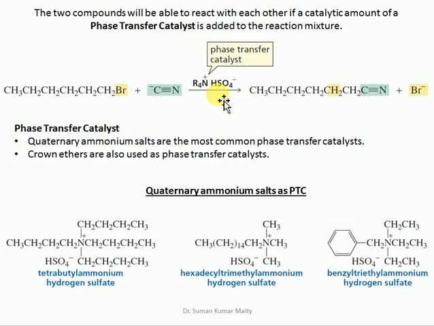And another type of phase transfer catalyst we can use is called crown ethers. Several quaternary ammonium salts such as tetrabutyl ammonium hydrogen sulfate, hexadecyl trimethyl ammonium hydrogen sulfate, and benzyl triethyl ammonium hydrogen sulfate are commonly used as phase transfer catalysts, which are quaternary ammonium salts.